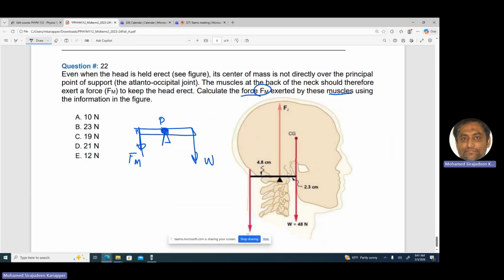Of course, there will be forces here, but I don't care because I'm going to take the net torque equal to 0 about the point P. Whatever the forces there, it is not going to bother me. The torque from those forces at the support will be 0. So it will be torque from Fm plus torque from forces at the pivot point, which is 0, and the torque from the weight of the skull equal to 0 about the point P.